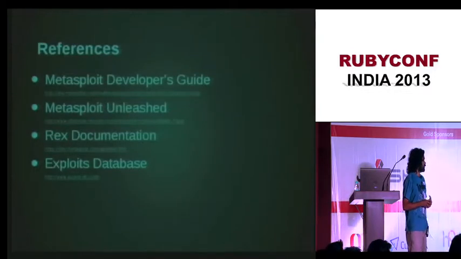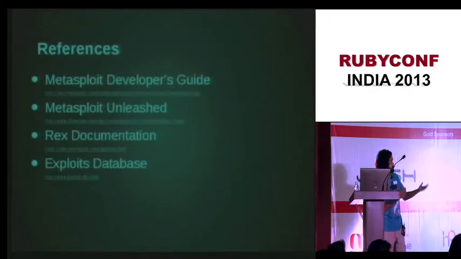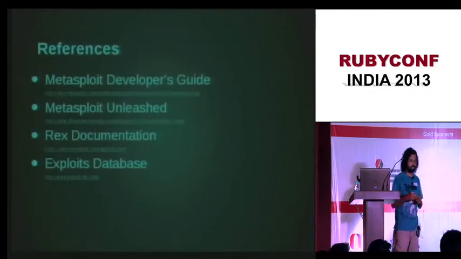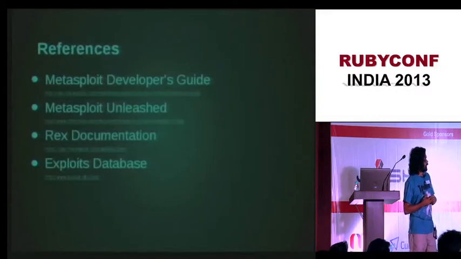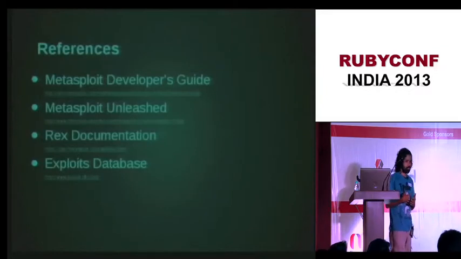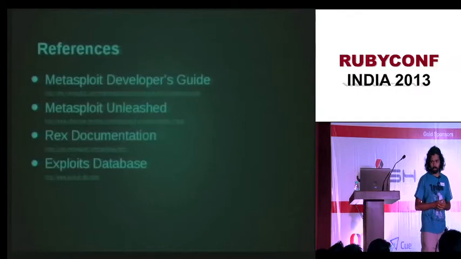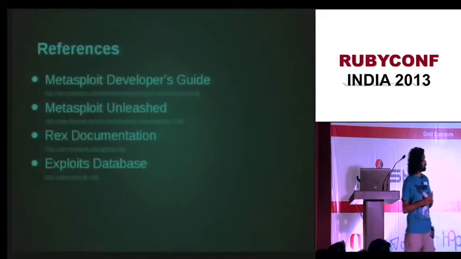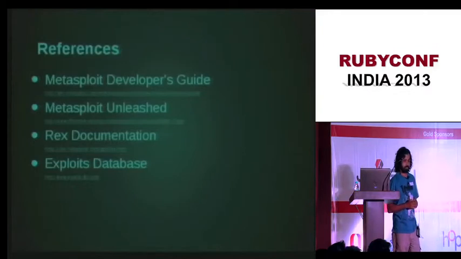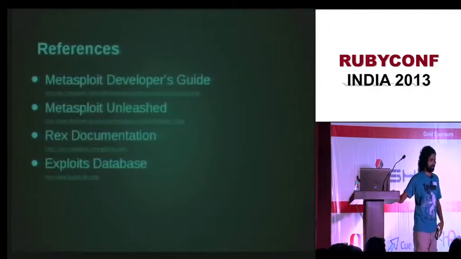Rex documentation is where I was able to learn about the Rex API. Exploit Database is where you can go and find out about exploits written by a lot of other people. So even if you don't know how to write your own exploits, you can rely on something which has been written by others. You can plug it in with your own payloads and run it and see if it works for you. That's it. Okay, thank you.